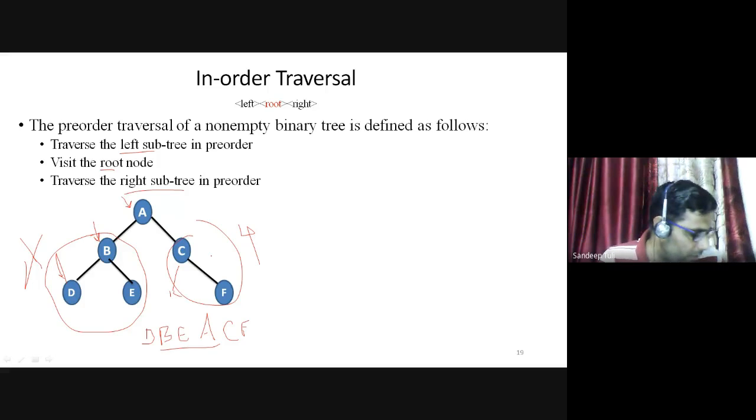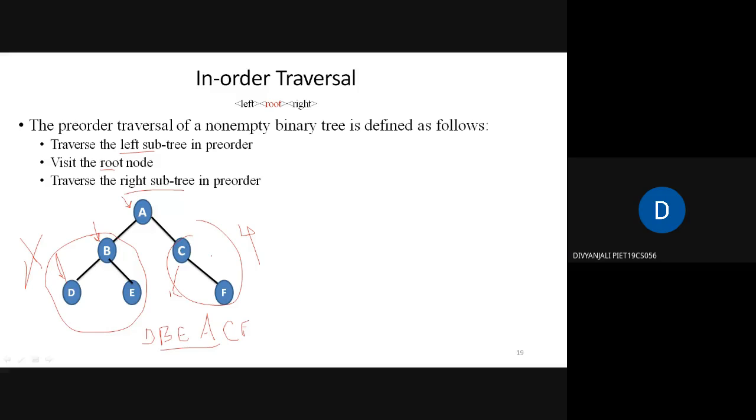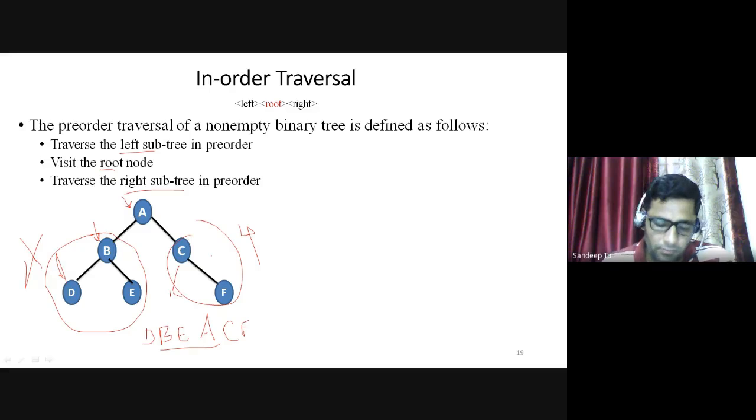Anything else you want to ask? Does anyone have any doubt? Tell me. Sir, if D and E also have their own subtrees, then? Yeah, very good. We will have some other examples also, don't worry.